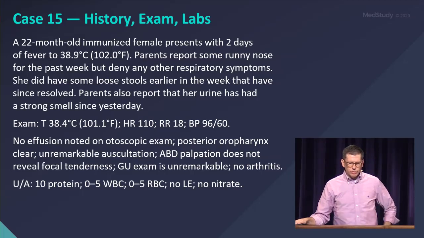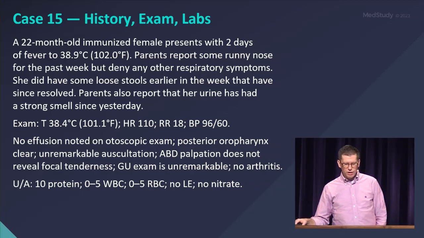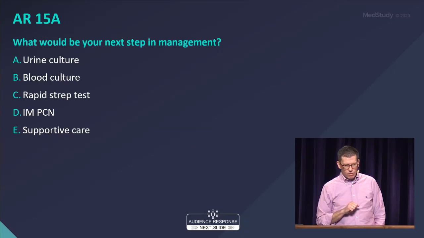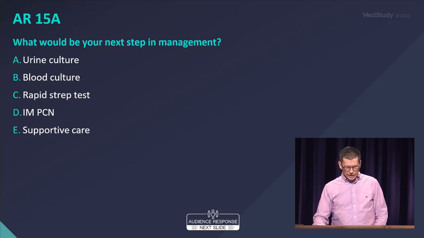No effusions are noted on otoscopic exam. Posterior oropharynx is clear, and auscultation is unremarkable. Her abdominal palpation does not reveal any focal tenderness. A GU exam is unremarkable, and there's no arthritis. A UA shows protein of 10, 0 to 5 whites, 0 to 5 reds, no leukocyte esterase, and no nitrite. What would be your next step in management? Is it A, a urine culture, B, a blood culture, C, a rapid strep, D, give IM penicillin, or E, supportive care?